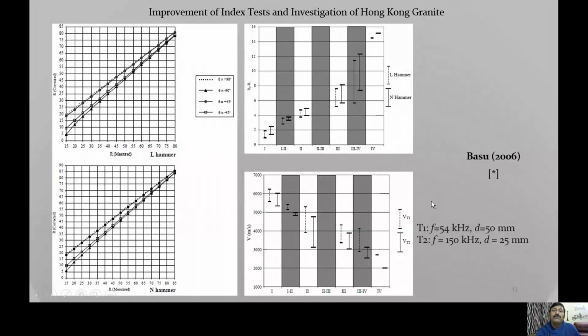And here we found that T2 should be giving better results in categorizing the weathering rates as far as the theoretical formulation is concerned. And when we did investigate with these two transducers on the Hong Kong granite, we saw that T2 actually gave better results in categorizing the weathering rates of Hong Kong granites.